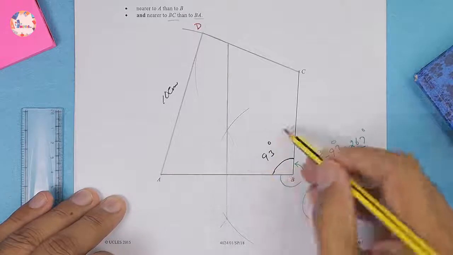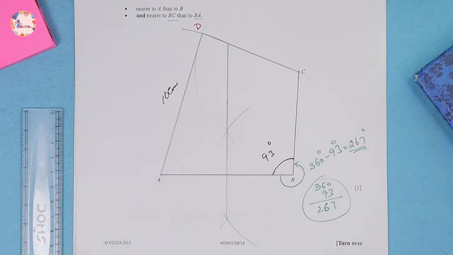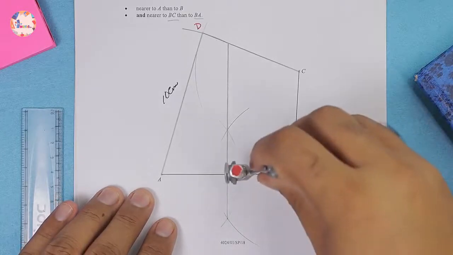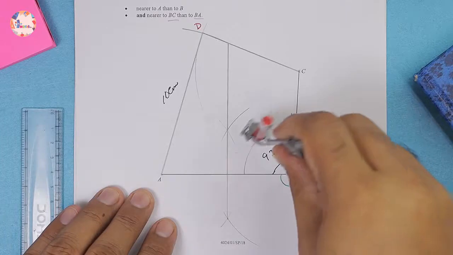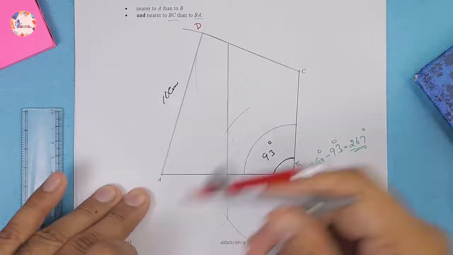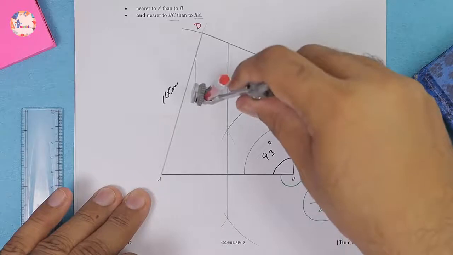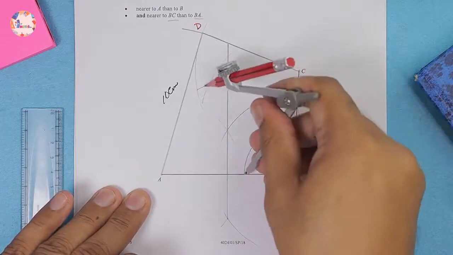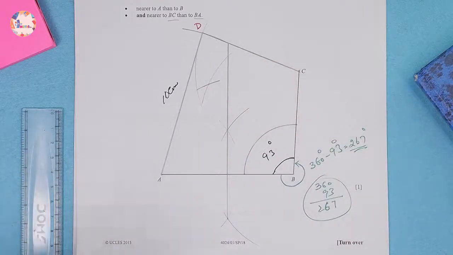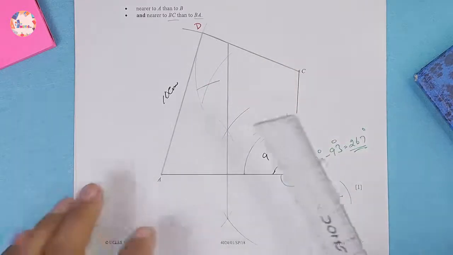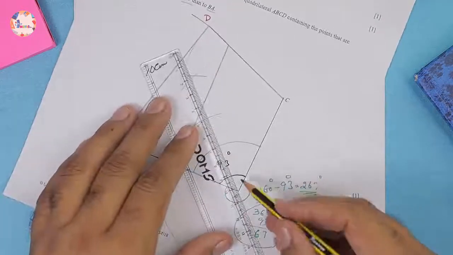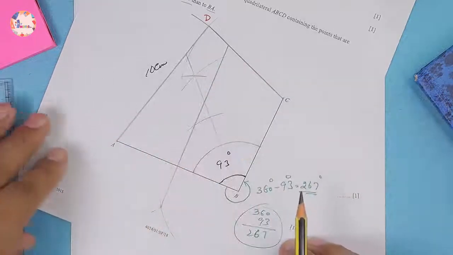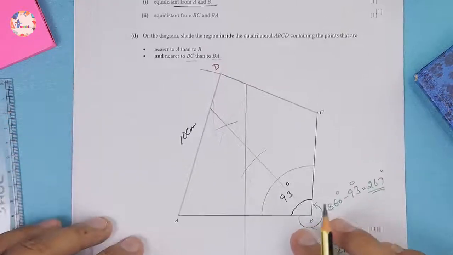Nearer to BC than AB. So angle bisector also we need to draw, and for angle bisector we will be making an arc like this. After making the arc, we will open this compass and make arc from here and the second arc from here. So we got the point of intersection of these two arcs. Now we will be joining this point with this point of intersection, and this will be our line. Now we are done with this.